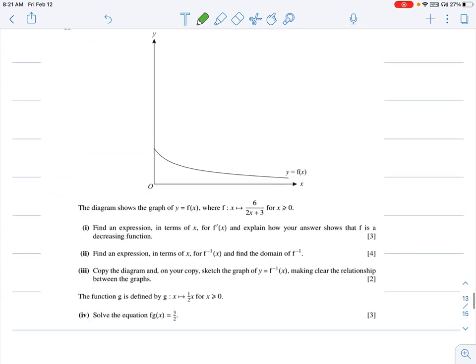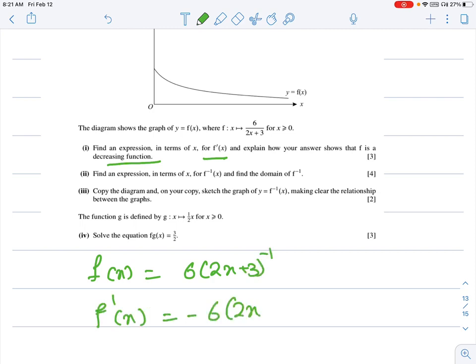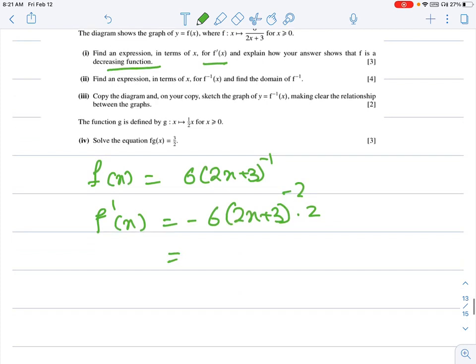Question number 11. Find f prime x in terms of x. Explain your answer. Show that f is a decreasing function. So f prime x means the derivative. First I write f of x in this way. F prime x becomes minus 6 times 2x plus 3 whole to the power of minus 2 times 2, which is minus 12 times 2x plus 3 whole to the power minus 2.